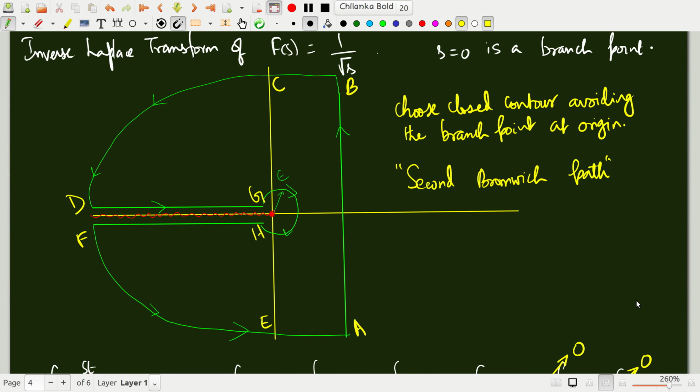Let's do one final example. I want to find the inverse transform of 1 over root s. Now, because of this square root, s equal to 0 is a branch point. So whenever I choose the contour, I should avoid the branch point. I want to close the contour. Previously I closed it like this, but now I have a branch point. So I walk like this, take a small detour, a tiny circle, and then walk like this in the opposite direction, and then close the contour.